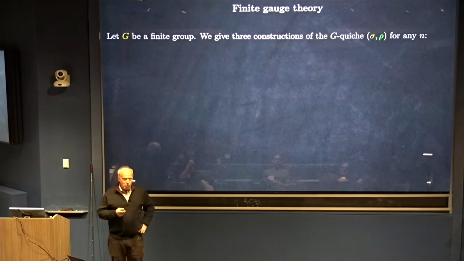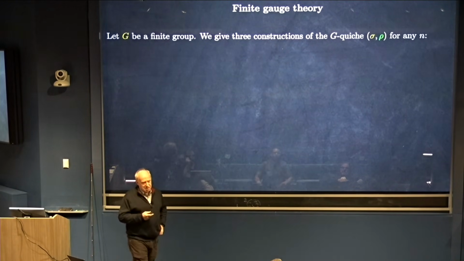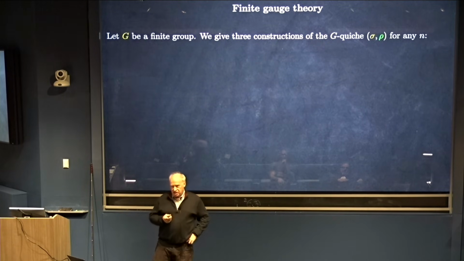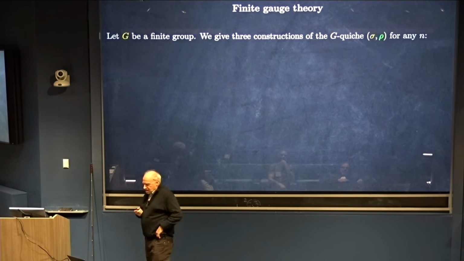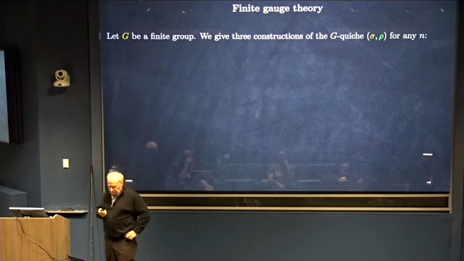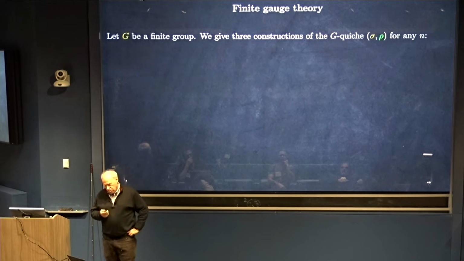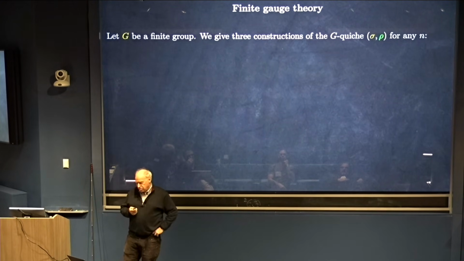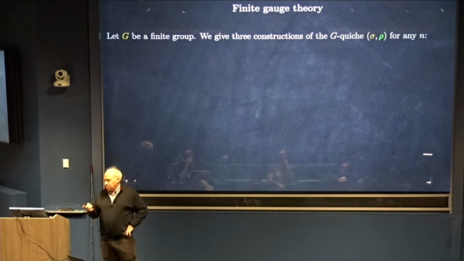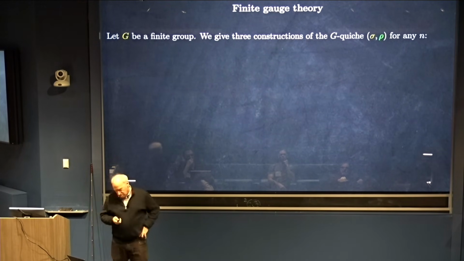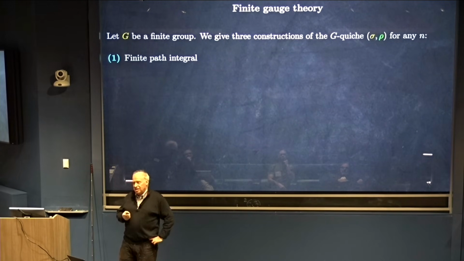So what we're going to do in this talk is generalize from finite groups to arbitrary compact Lie groups. And so let me remind about finite gauge theory. These are finite group symmetries. So G here is a finite group. And there are three different constructions that we'll give of this structure, this quiche. And you should remember these numbers because I'll use them throughout the talk. So the first one, I'll explain them.